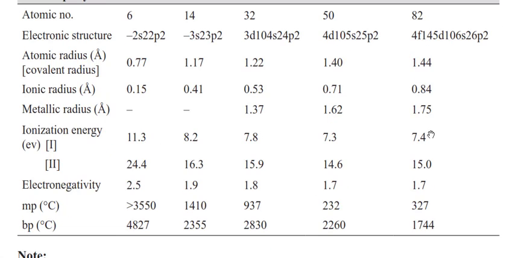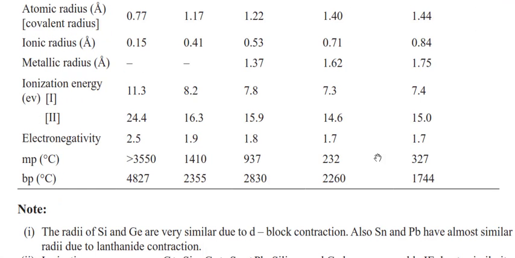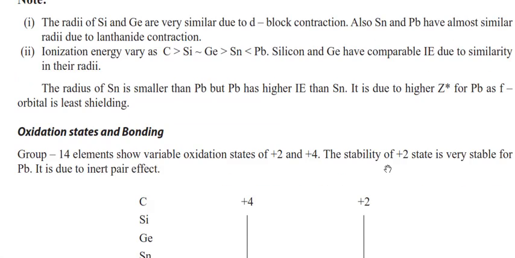However, the ionization energy decreases, because the distance between electron and nucleus increases. The electronegativity decreases. Similarly, melting point and boiling point always decrease.